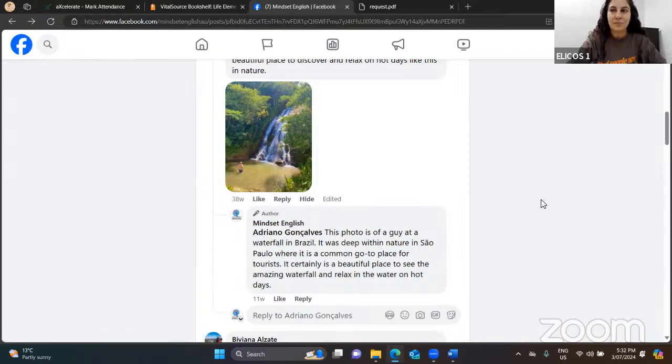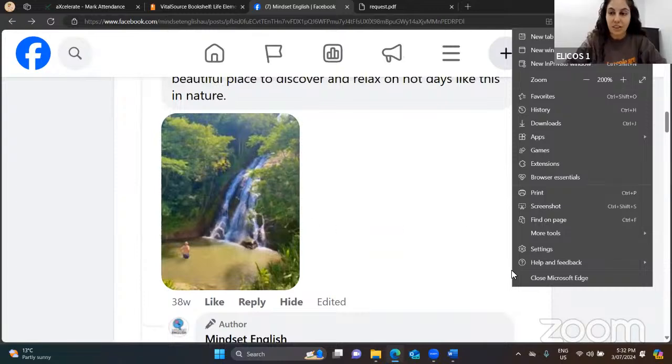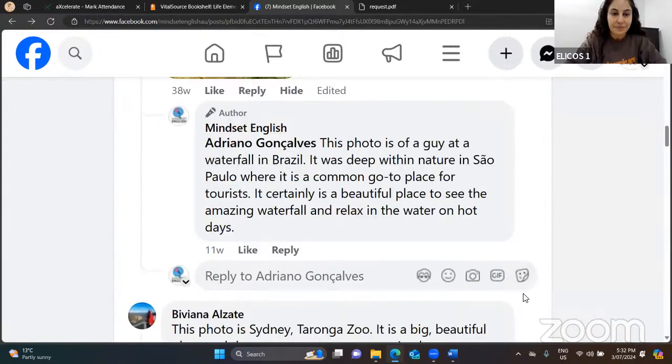Amazing waterfall. So make sure you're using your adjectives to talk about the feeling of what you are seeing. And not just what you are seeing, but what do you feel when you're there in the moment?